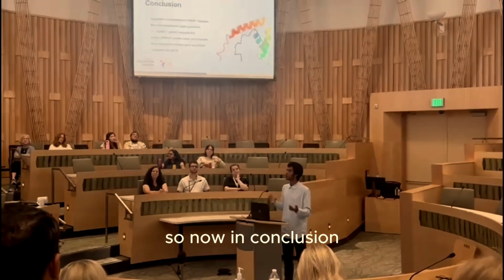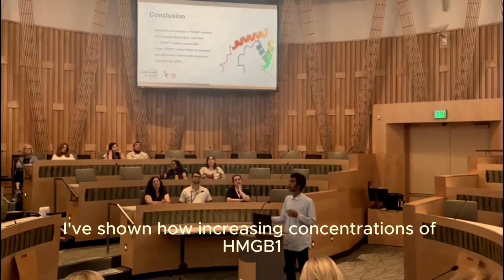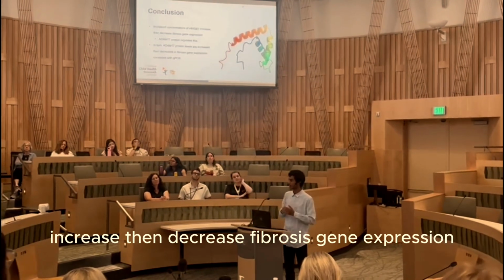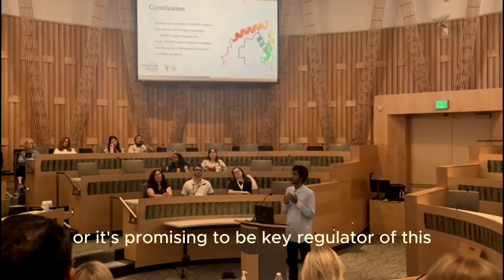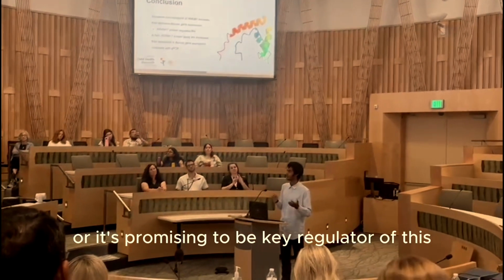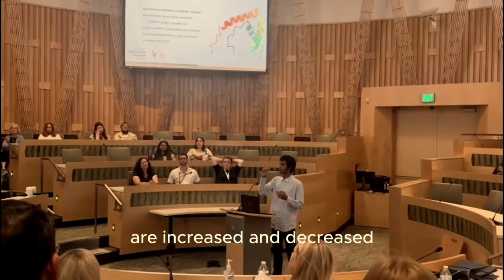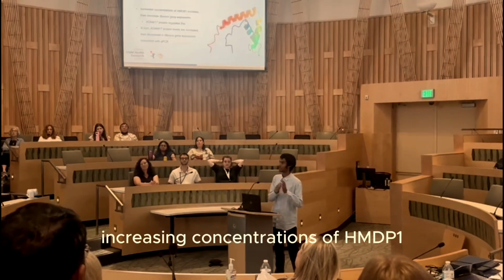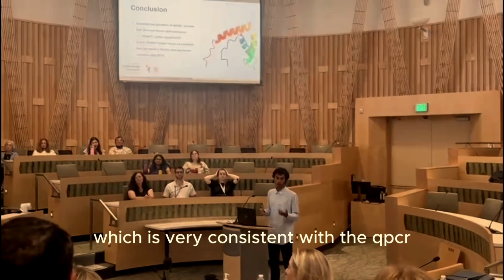So now, in conclusion, I've shown how increasing concentrations of HMGB1 increase, then decrease fibrosis gene expression, and we see that ADAM17 is promising to be a key regulator of this. In turn, ADAM17 protein levels are increased then decreased with increasing concentrations of HMGB1, which is very consistent with the qPCR results that have been obtained.